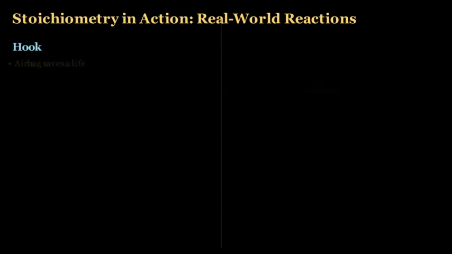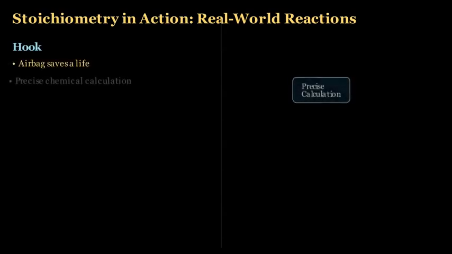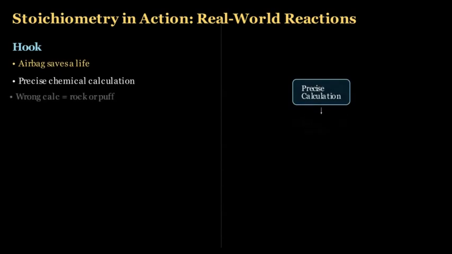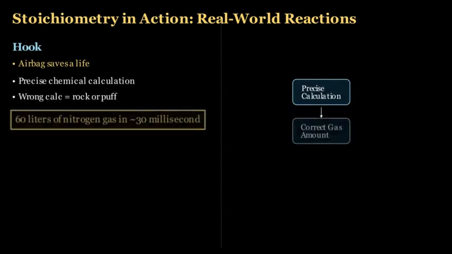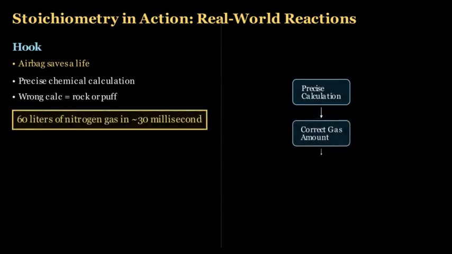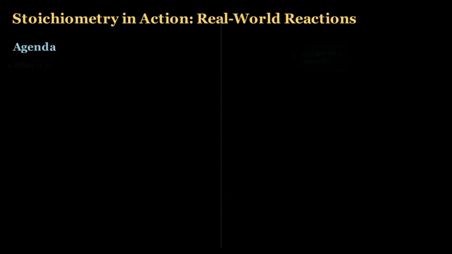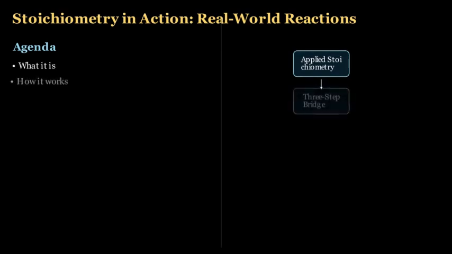Every time your car's airbag saves a life, a precise chemical calculation made months before on paper determines exactly how much gas fills that bag in a split second. Get that calculation wrong, and the bag is either a rock or a puff of air. We're going to see how the mole ratio method you've learned becomes a superpower for solving real problems.